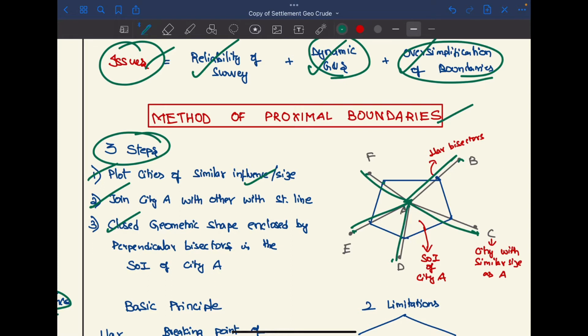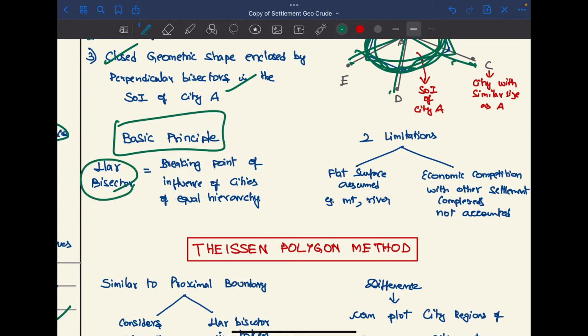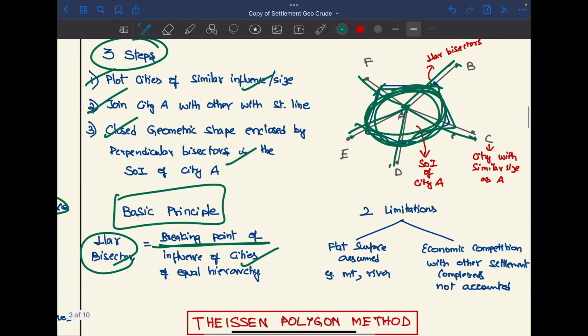Next, draw the perpendicular bisectors of these lines and join all these points, so that this will be the sphere of influence of the city A. So the basic principle behind this is that the perpendicular bisector is taken as a breaking point of influence of cities of equality. That is, a person living on this side of the perpendicular bisector will go to B for services, and a person on this side will go to A. So that is the basic principle here.